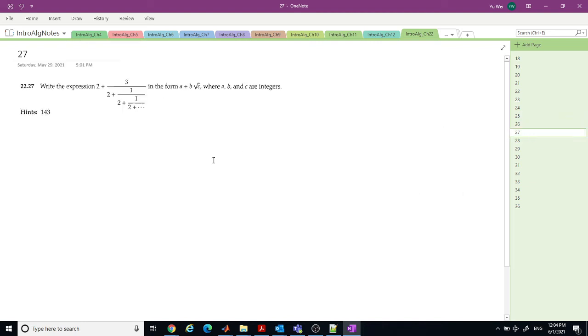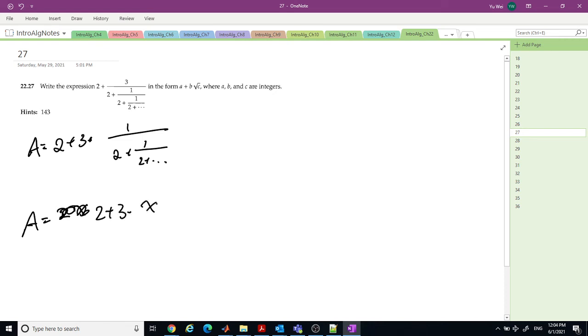Okay, next. For this problem, we can write it as 2 plus 3 times 1 over 2 plus 1 over 2 plus something, right? So if we want to solve for a, we can see a equals 2 plus 3 times x. Then we set up the equation of x. If this is x, then x equals 1 over 2 plus x. So now let's solve: x squared plus 2x minus 1 equals 0, right?